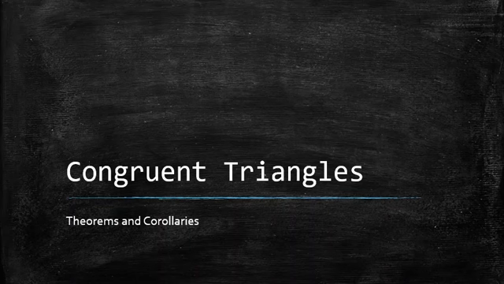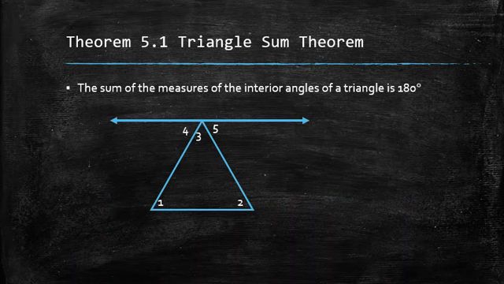This is the introduction to the series on congruent triangles where I will introduce you to all the theorems and corollaries that are needed for this series. Let's get started. The first theorem covered is called the triangle sum theorem. It states that the sum of the interior angles of a triangle equals 180 degrees.